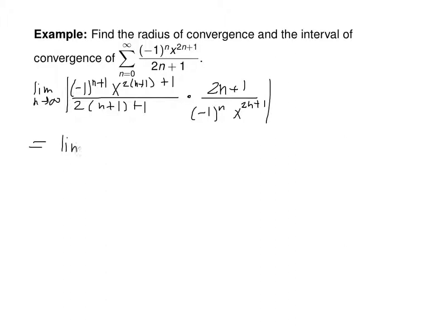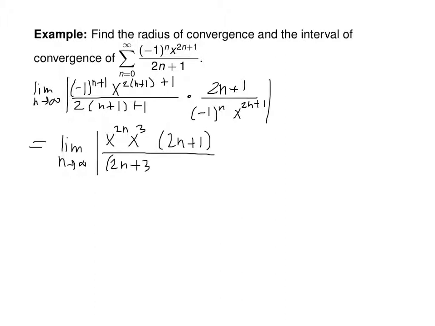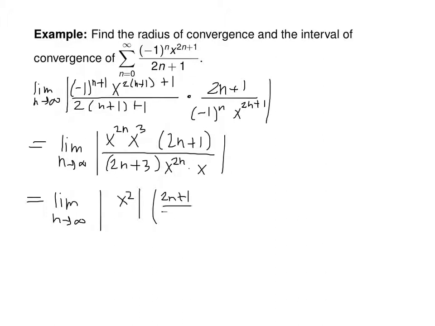So that's the same thing as the limit as n goes to infinity. That would be x to the 2n plus 3, so x to the 2n times x cubed, multiplied by 2n plus 1, divided by 2n plus 3, times x to the 2n times x. And now we can cancel the x to the 2n's, and one of the x's from the x cubed can cancel, so we'll have the absolute value of x squared multiplied by 2n plus 1 over 2n plus 3.